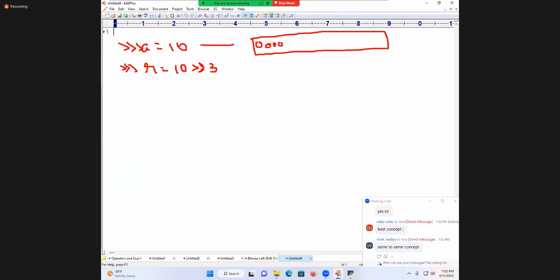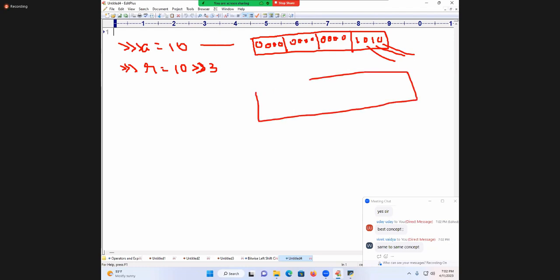0, 0, 0, 0. What is next? 0, 0, 0, 0. 0, 0, 0, 0. And next is 1, 0, 1, 0. And how many bits are you moving towards right? When 3 bits are moving, what will be happening? Is it moving towards right or not? What will the diagram become, students? This will become 1, 0, 0, 0, 0, 0, 0, 0.